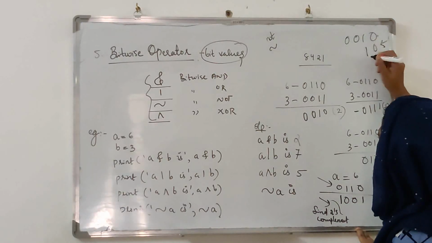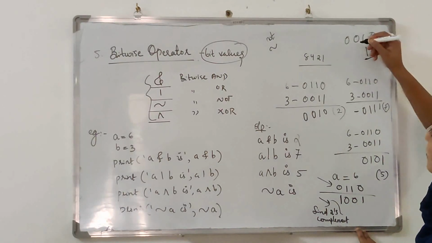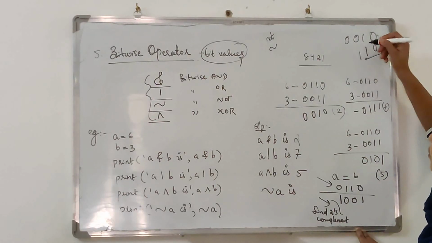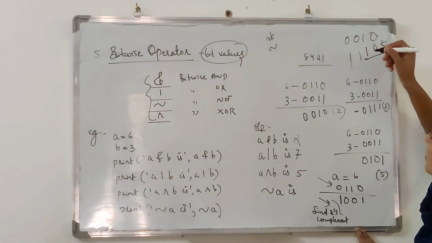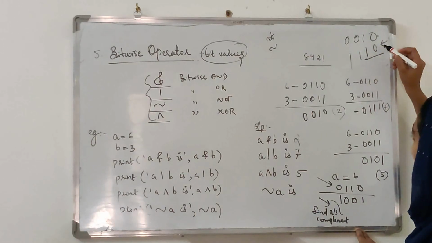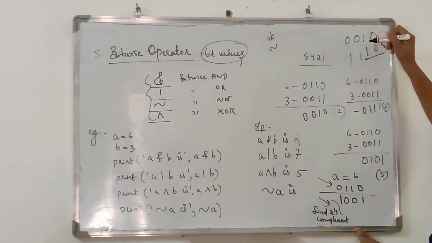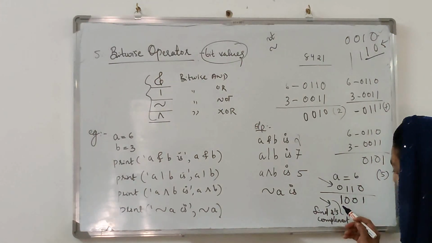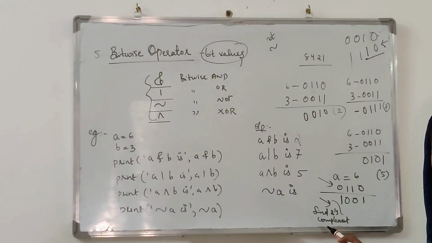So up to the first one I copy as it is. Now I am going to complement the remaining bits. What is the complement of 0? 1. Then the complement of 0 is 1. So this will be the 2's complement of this particular number, that is 0, 0, 1, 0. Similarly, first of all complement the bits, then find the 2's complement.